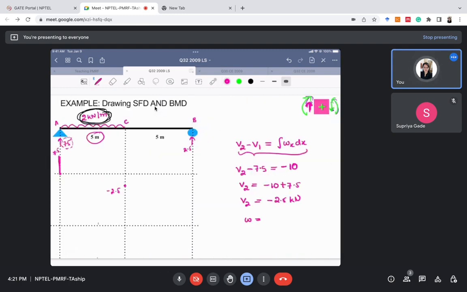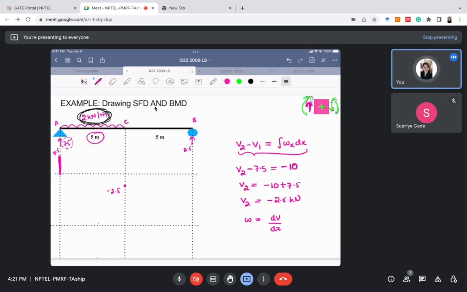Yeah. So now we know that at section A the shear force is 7.5. We know at section C the shear force is minus 2.5. Now, but what is the slope? How to join these 2 points? Should I join it using this slope, or this slope, or this slope? We do not know at this point. So how to join these 2 points? For that I'll use W equal to dV by dx, that is, the slope of the shear force diagram is equal to the intensity of the distributed loading.